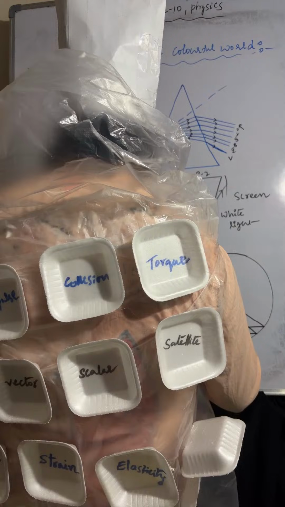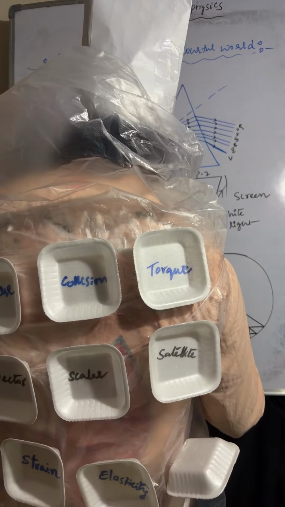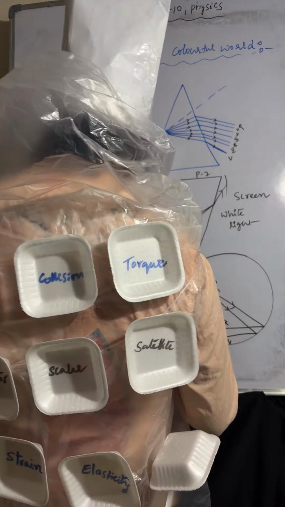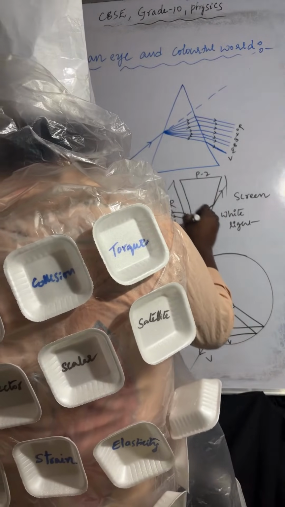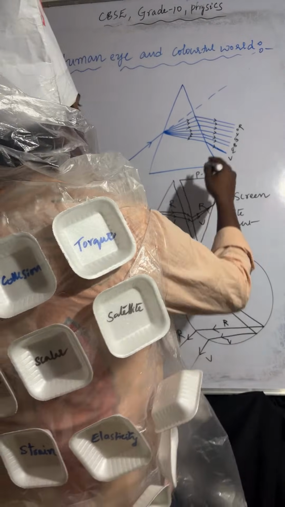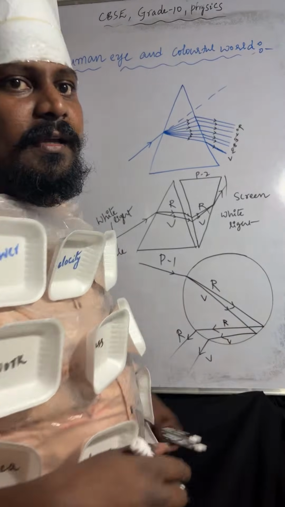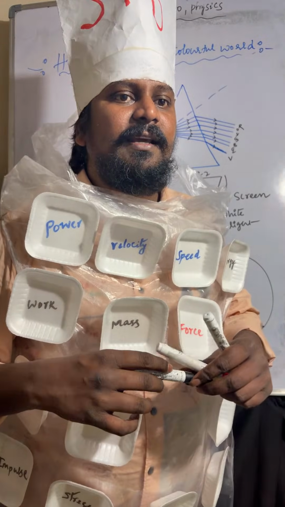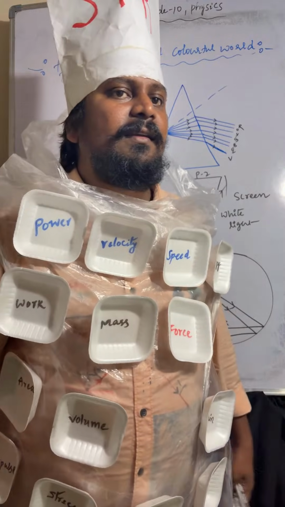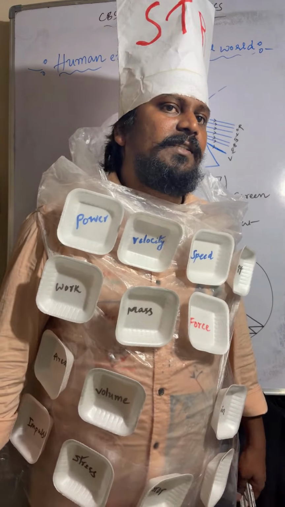So this is the violet and red, violet and red. And here. Okay, so I hope it is very clear. Understood? So next one.